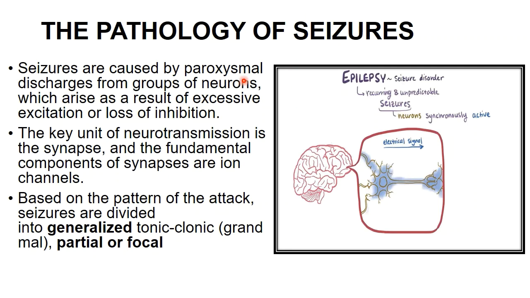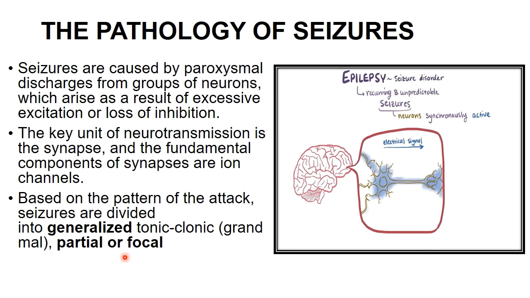Now, finally, we come to the pathology of seizures. What are seizures? Seizures are nothing but paroxysmal discharges from groups of neurons which arise as a result of excessive excitation or loss of inhibition. Okay, so the key unit of neurotransmission is the synapse, and the fundamental components of the synapse are the ion channels, right? So this is what has been shown here. The fundamental component of any seizure to develop is a dysfunction in the ion channel.